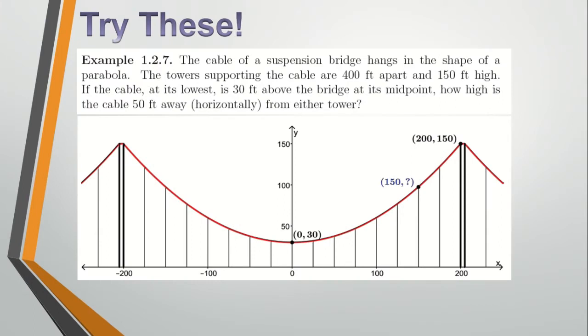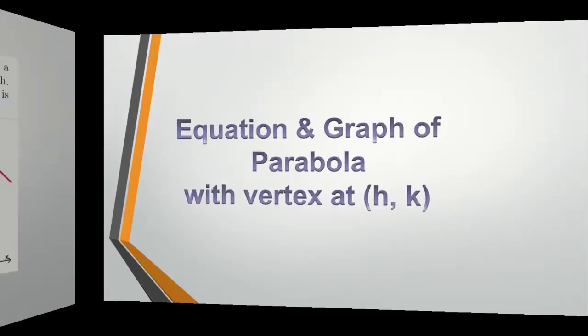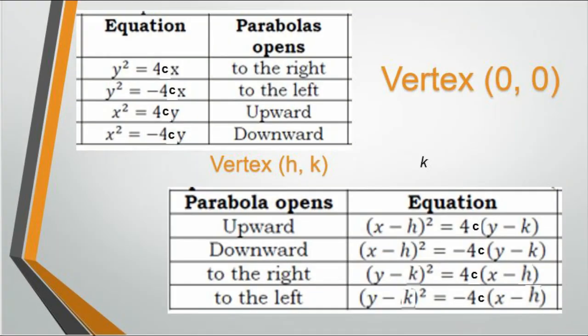And look at the second figure. The vertex, of course, is not at the origin. That is why we will discuss the equation and graphs of a parabola with vertex at (h, k). The same concept applies as in the parabola with vertex at (0, 0). Look at this comparison. Same concept, except that the vertex in this one is (0, 0), while in the second table, the vertex of the parabola is at (h, k).